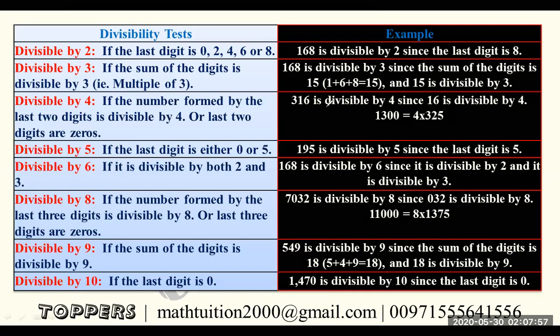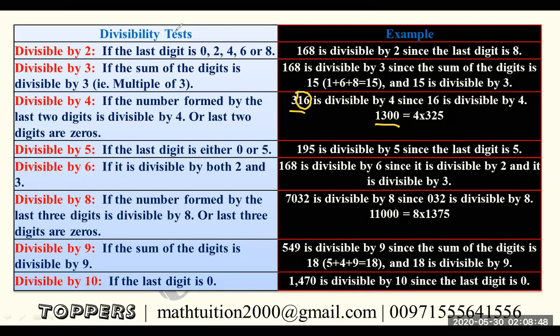For example, 316. Is it divisible by 4? For that, what you have to do? Take the last two digits, 16. 16 is divisible by 4 because 16 is coming in the multiplication table of 4. 4 fours are 16. So 316 is divisible by 4. Similarly, if you check the divisibility of 1300, here we can use the second rule. What is the second rule? If the last two digits are 0, then also that number is divisible by 4.